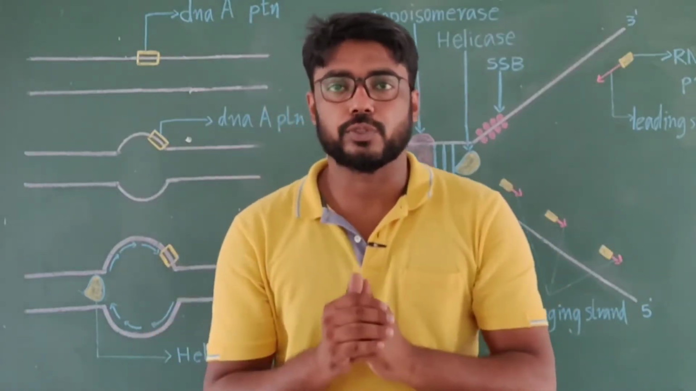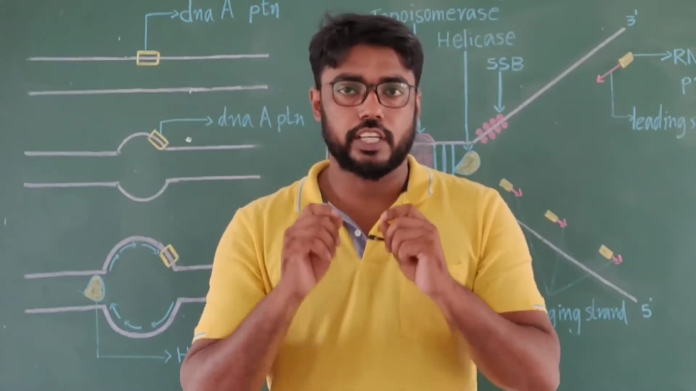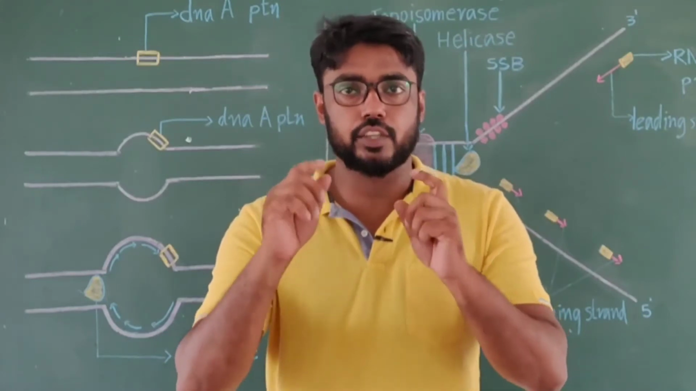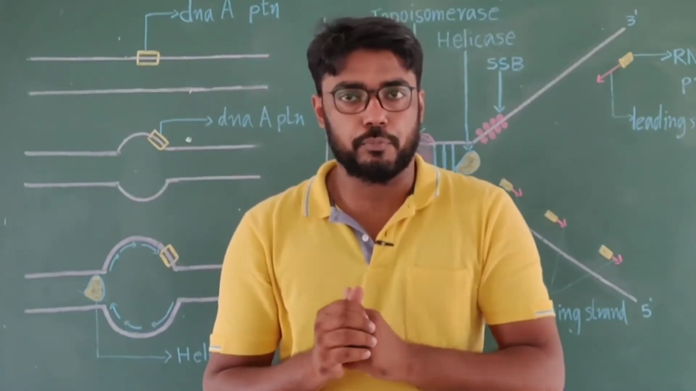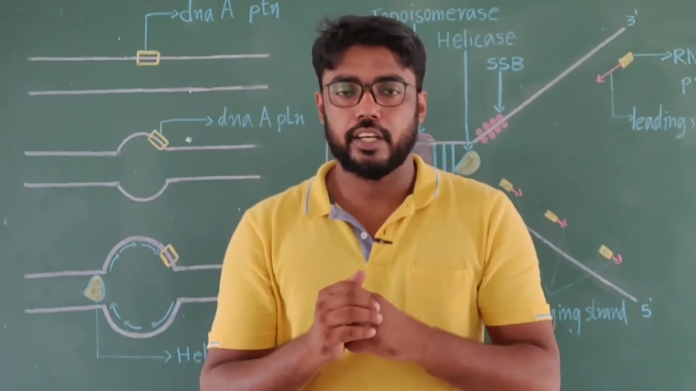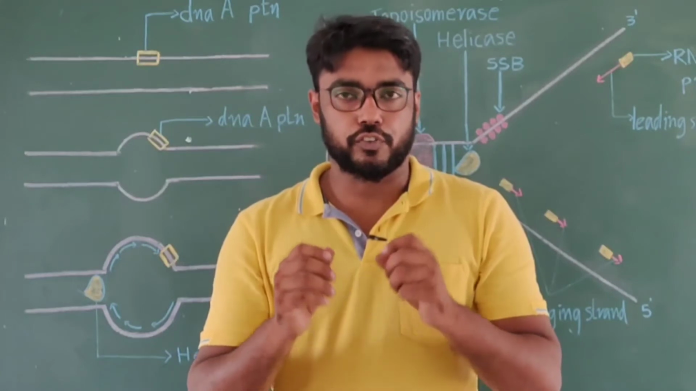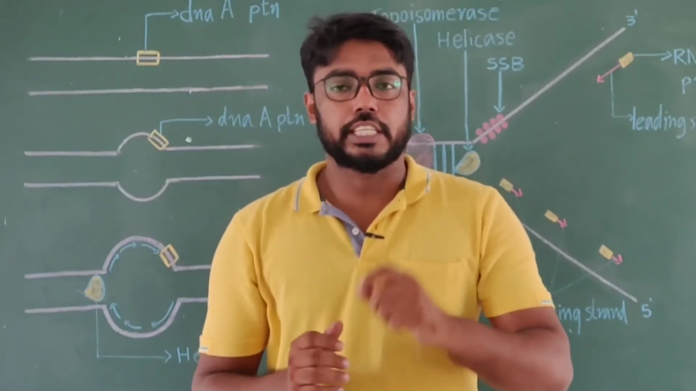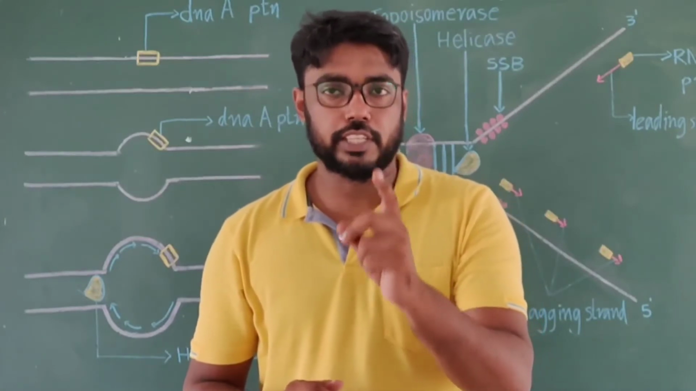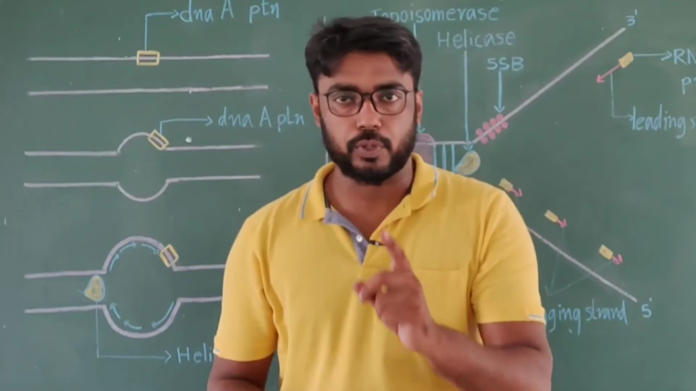In the initiation process, there is a protein called DnaA. This DnaA protein with ATP binds over the origin of replication of the bacterial chromosome, specifically the negatively supercoiled DNA.